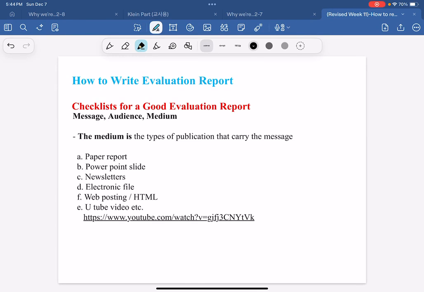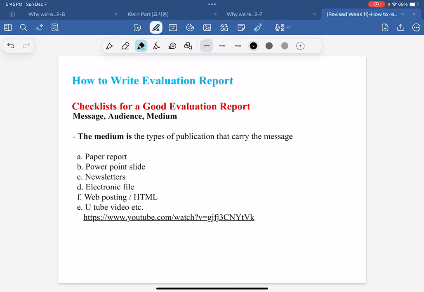And then lastly, the medium. Medium is the type of publication that carries messages for the audiences. There are a variety of mediums that we usually refer to. This is the written document. Also, sometimes in a PowerPoint slide should be written. Newsletters, electronic files, and web postings, HTML, should be considered.